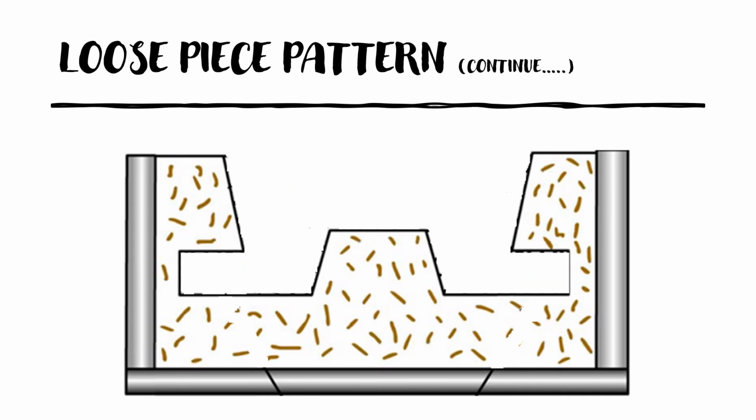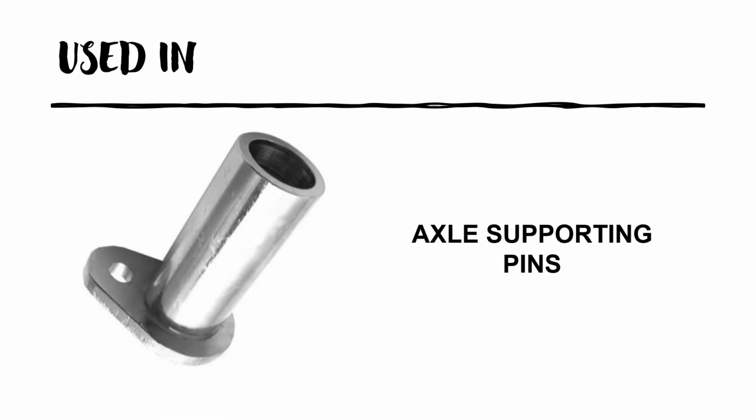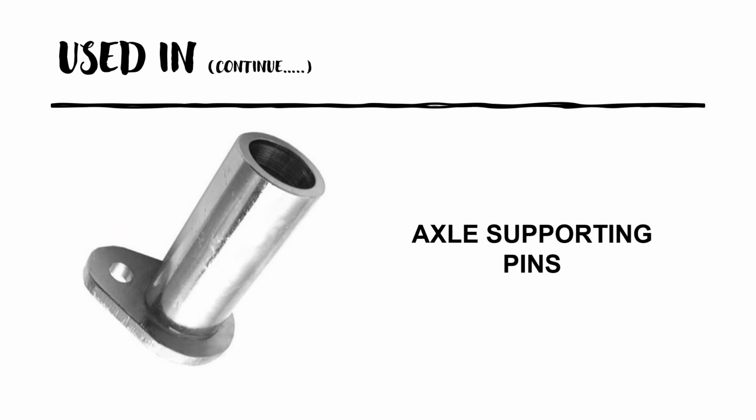In a similar way, you can cast different objects with loose piece pattern. This pattern is used for making axle supporting pins. In this object construction, the lower part is manufactured in the drag portion and the upper part is manufactured in the cope. Loose piece pattern is used in the drag for manufacturing this type of shape.